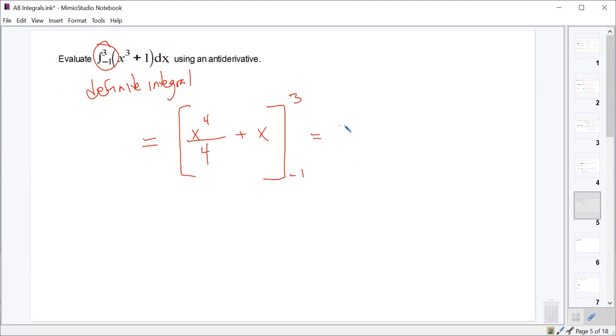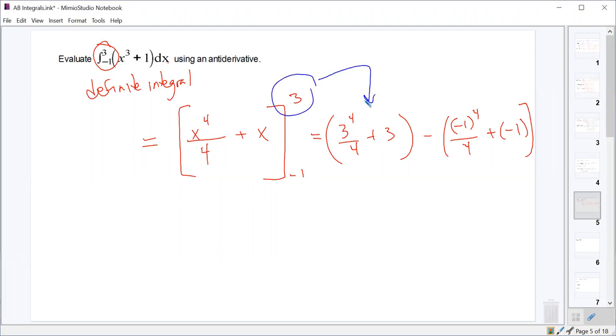And so that means do 3 to the 4th over 4 plus 3 minus -1 to the 4th over 4 plus -1. Everybody good with that? I just plugged in 3. That's what this is. And I plugged in -1, and that's what this is. Good or no? And you're just subtracting them because that's what you do when you have the upper and lower limits. That is correct. That is the second part of the fundamental theorem of calculus.